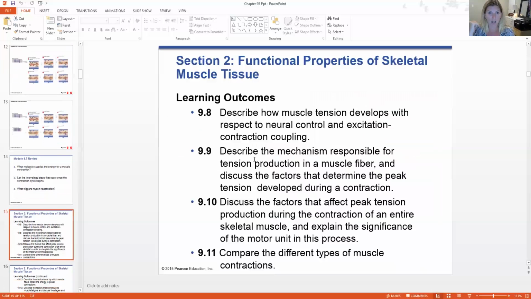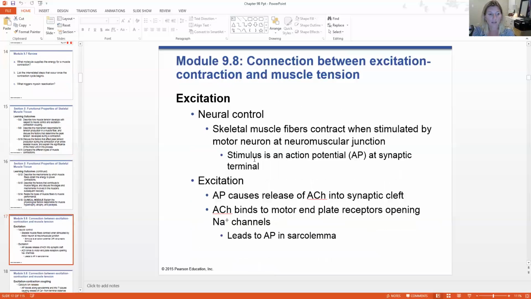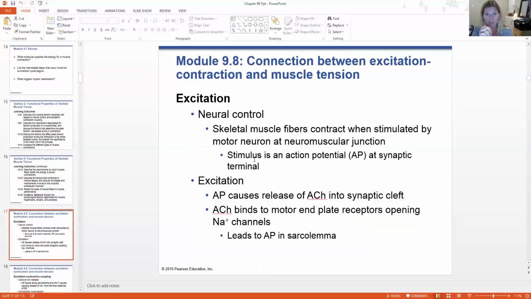Let's keep moving. Here are some functional properties of skeletal muscles. We're moving into another little section here, and I'm going to zip through these outcomes and get into the connection between excitation, contraction, and muscle tension. So excitation has something known as neural control. In fact, everything in our body has some type of neural control mechanism to it. Our skeletal muscle fibers are stimulated by a motor neuron at a junction called the neuromuscular junction, or NMJ, as we talked about in the last lecture.